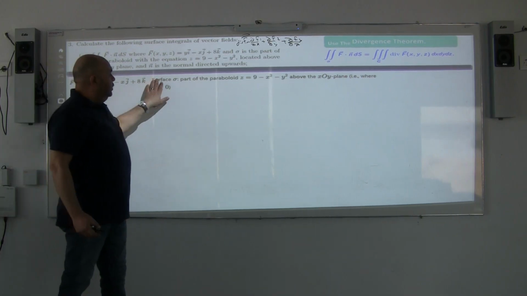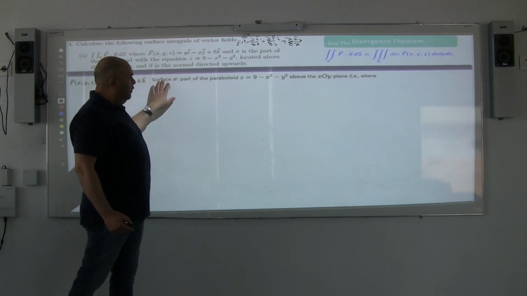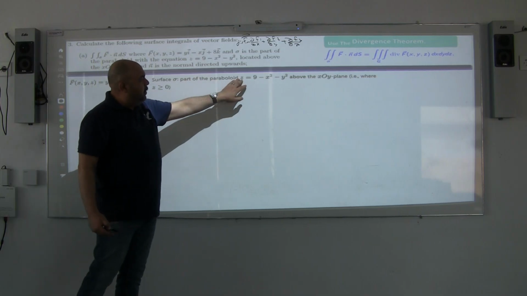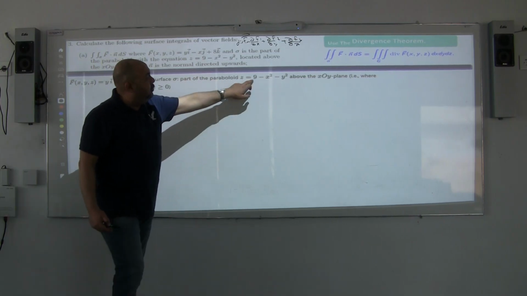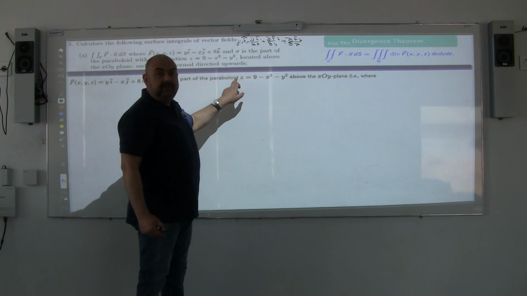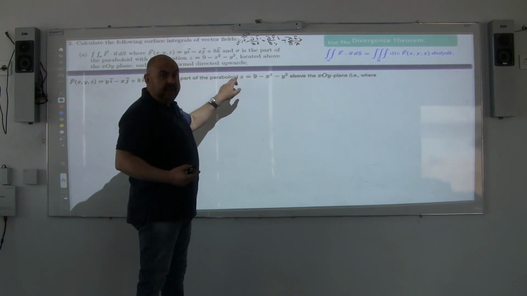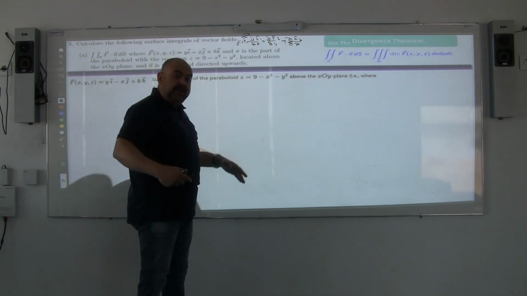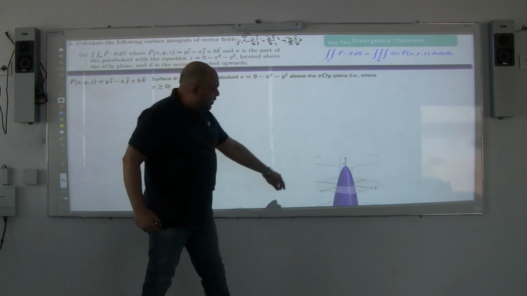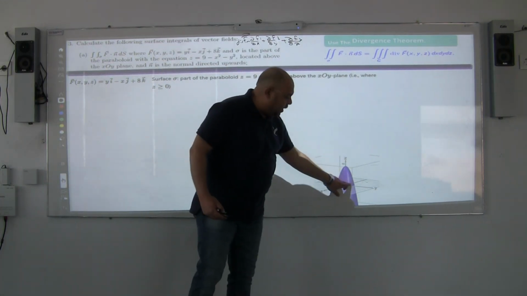So the region that we are talking about is part of the surface of a paraboloid. If you move 9 over, it's going to be z minus 9, with the vertex at 9 on the z axis, and it's looking downward. So I believe that's the shape of your paraboloid.